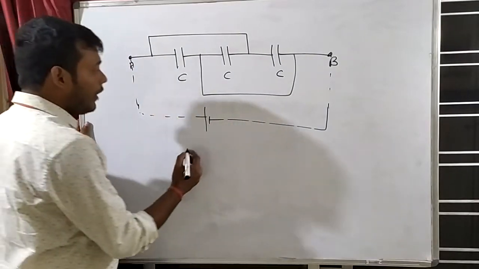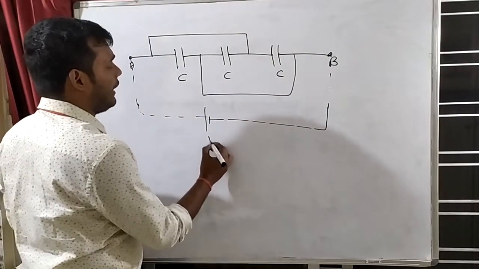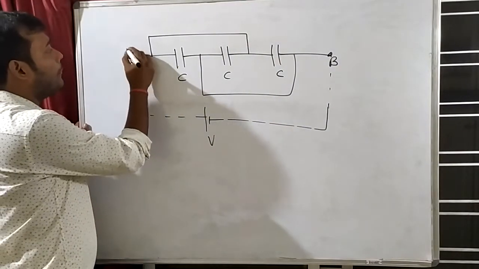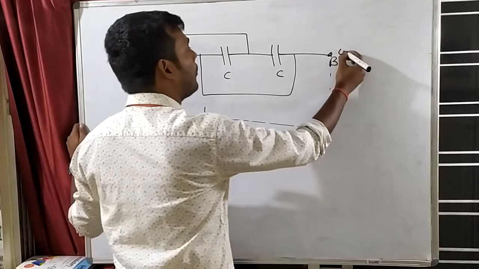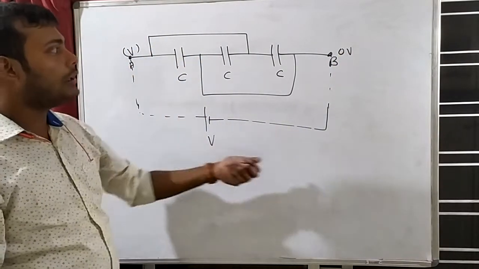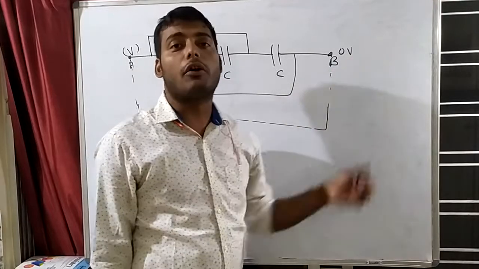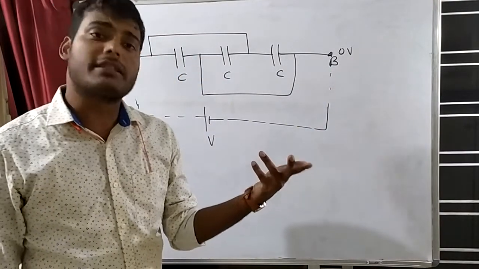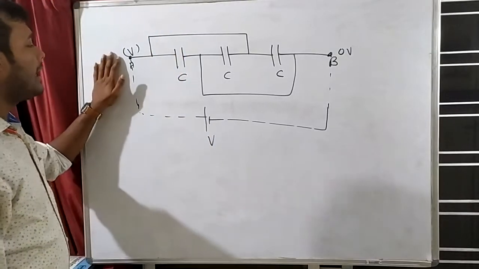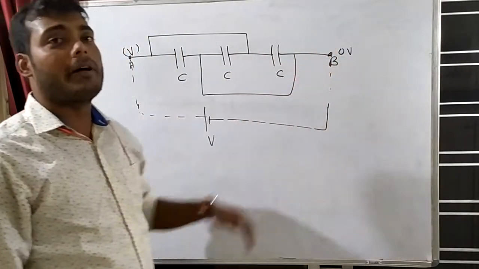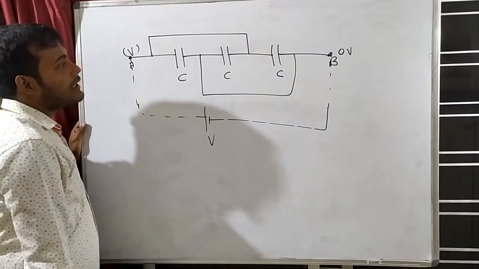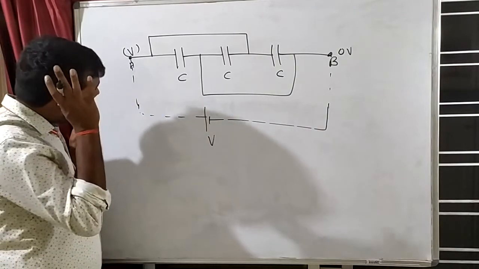Clear? So suppose this cell potential is V volt. So what will be this? V volt, and what will be this? 0 volt. Point A potential will be V volt and point B potential will be 0 volt. So what will be the potential difference? V minus 0 will be V volt. So let's say the potential difference will be V volt. Clear?